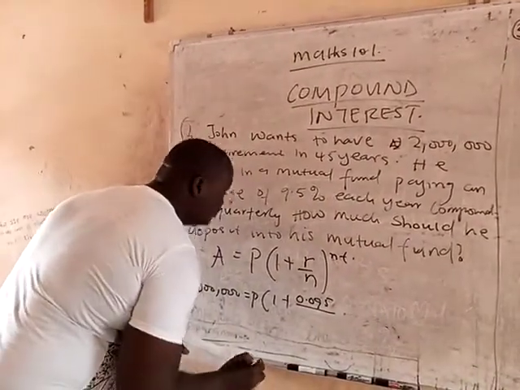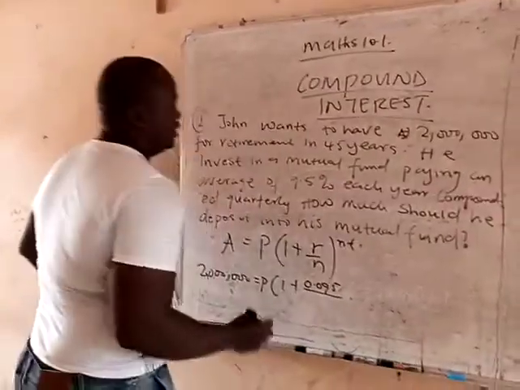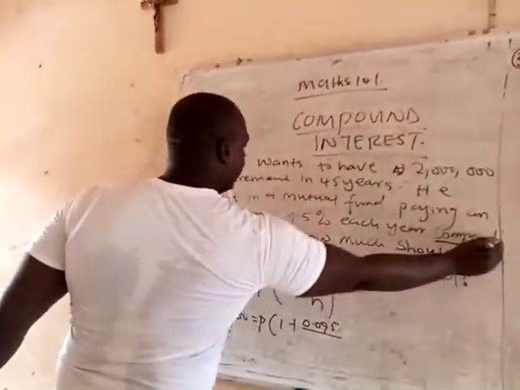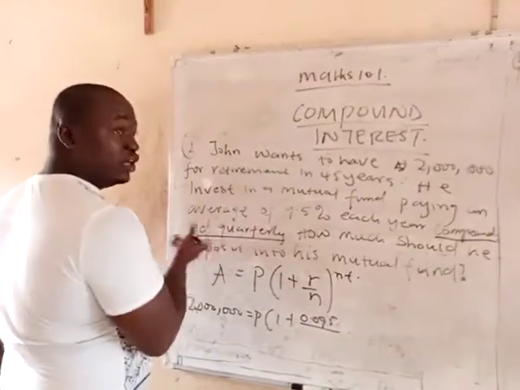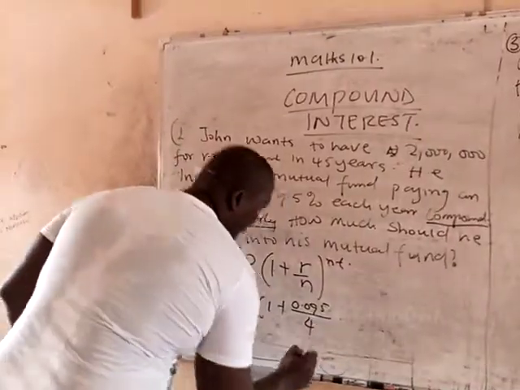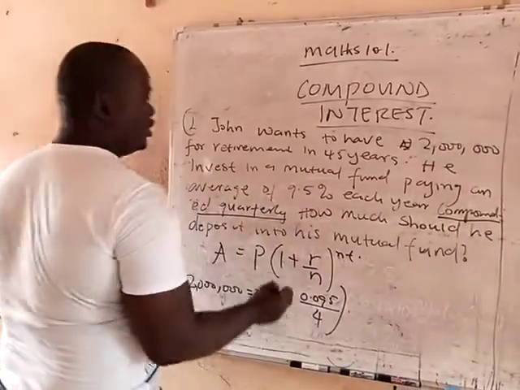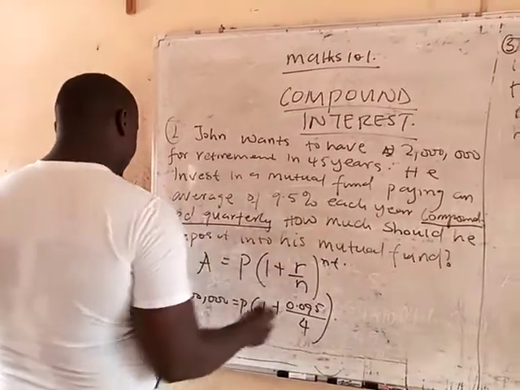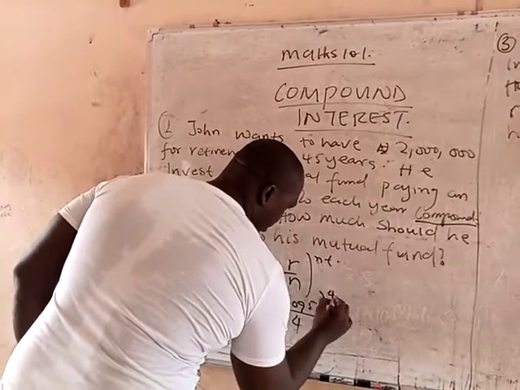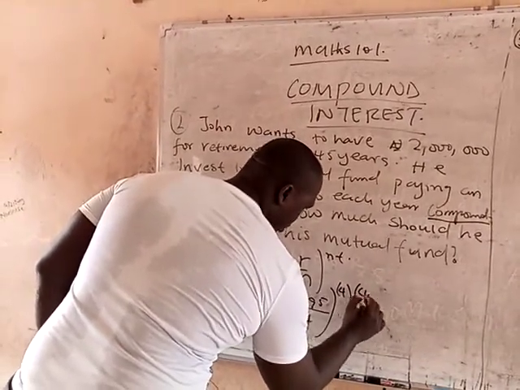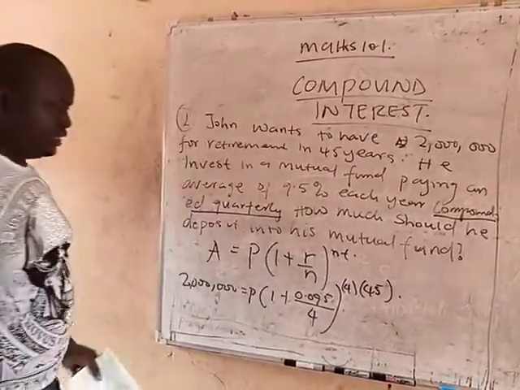Divided by 100. And then, look at compounded quarterly, meaning the year has quarters, and the number of quarters is 4. So I'm going to divide by 4. So this is NT: 4 times 45. Right?